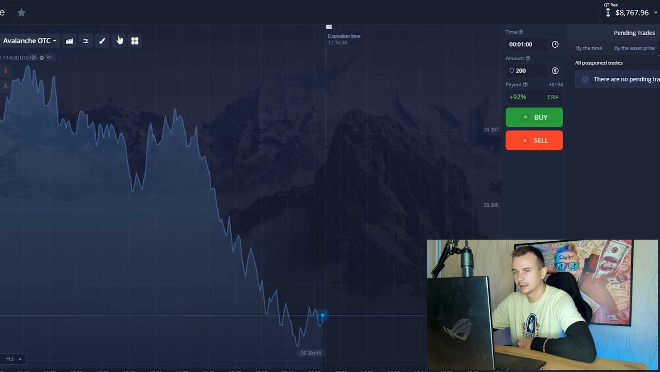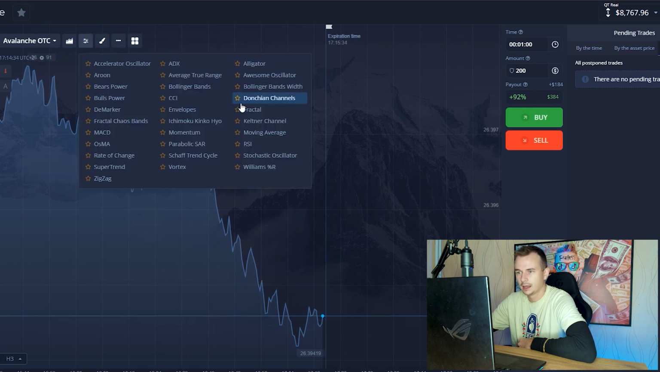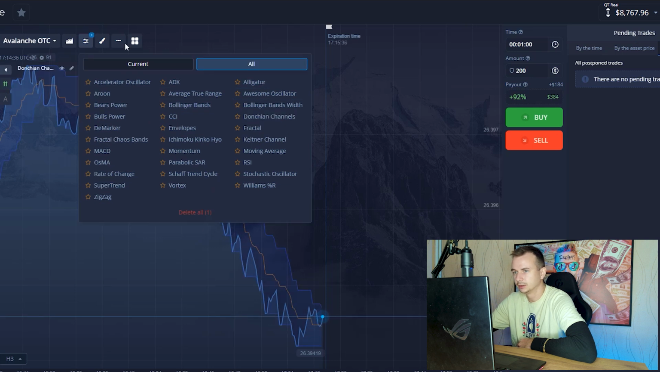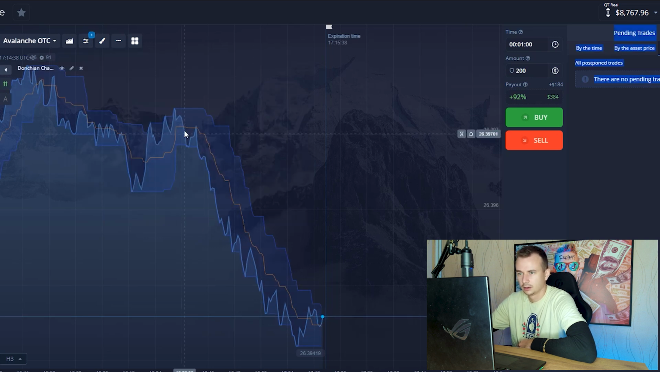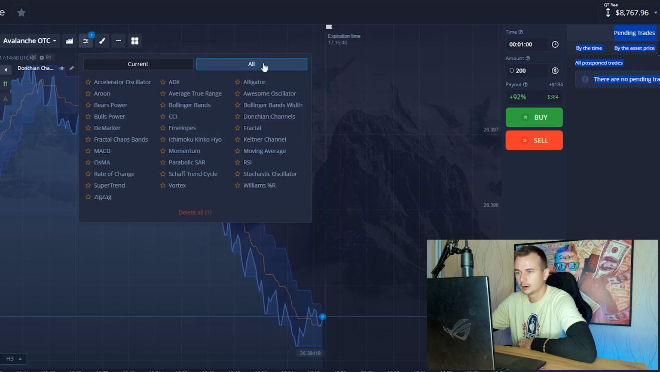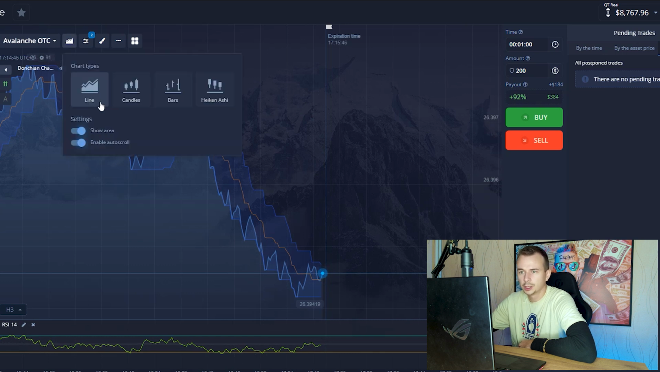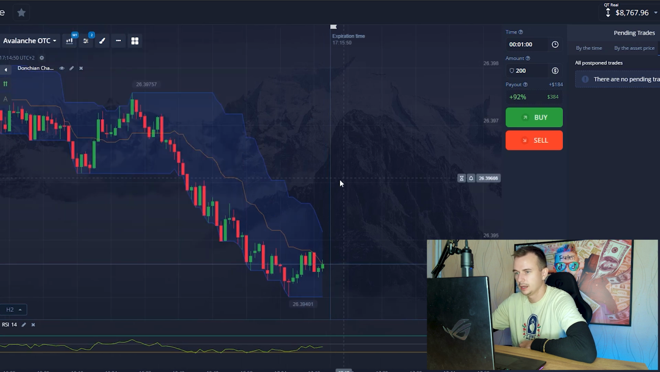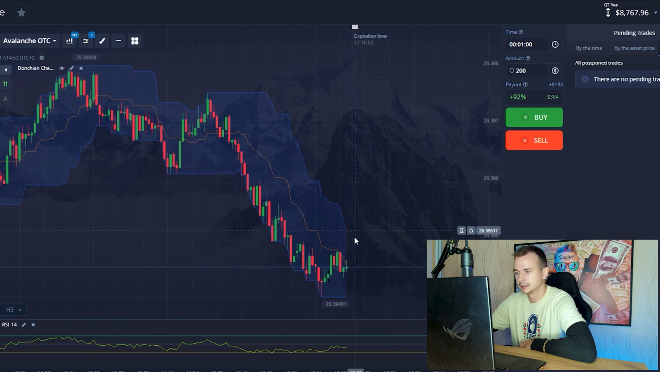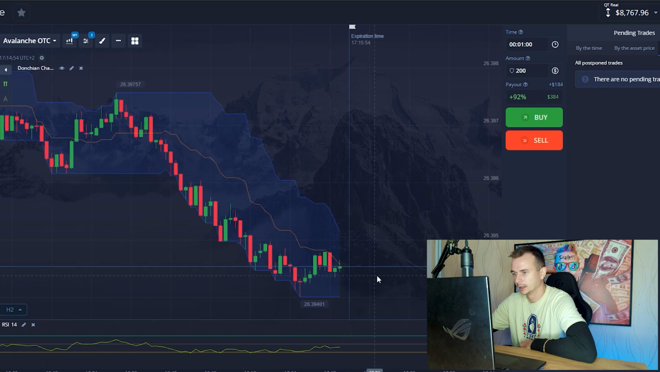Okay, after that we need to choose indicators. I like to use Donchian Channels. Okay, here it is, and after I like to choose RSI. Here it is. After that I like to change line to candles. Okay, and now we can clearly see where the price is going.